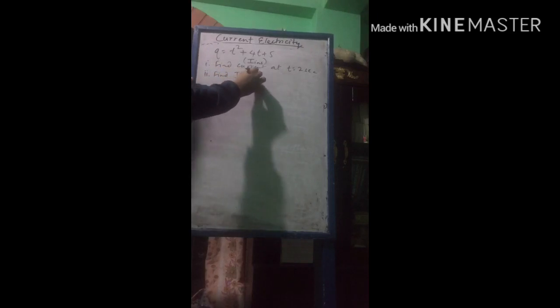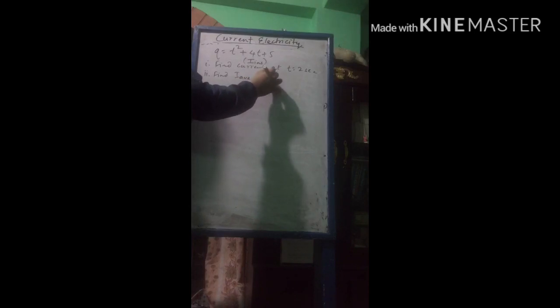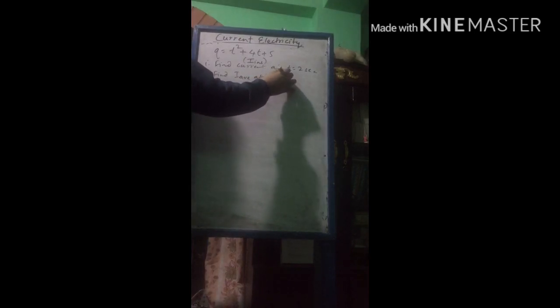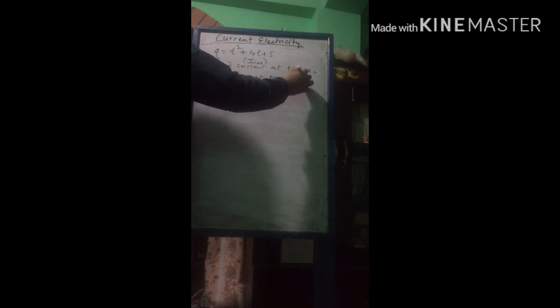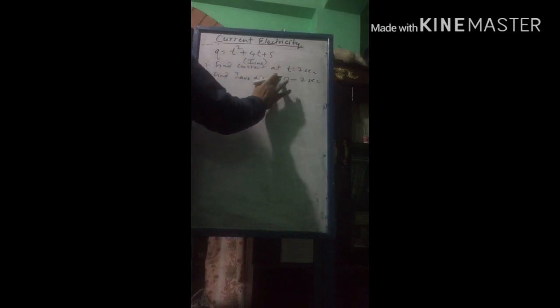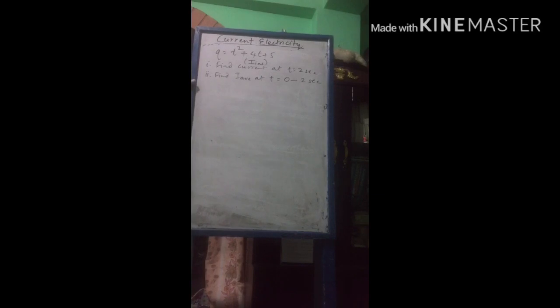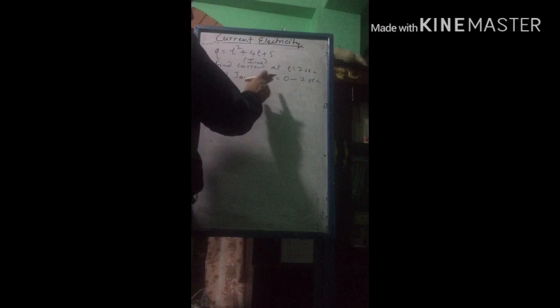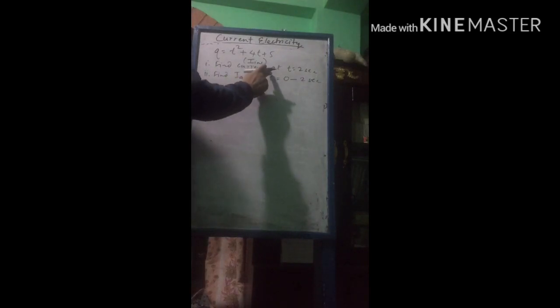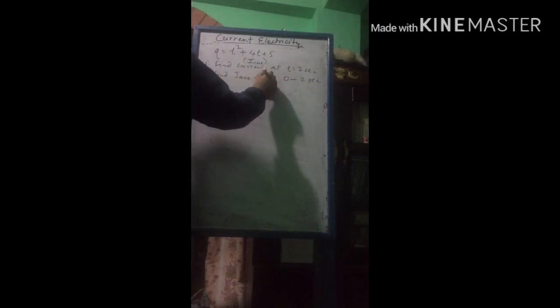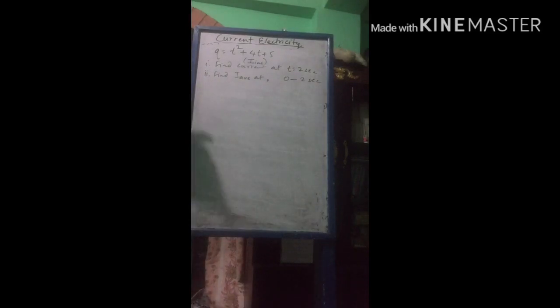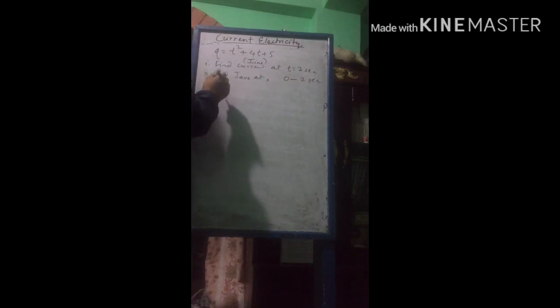find the average current at t equals 0 to 2 seconds. For the time 0 to 2 seconds, or you can say find the average current from 0 to 2 seconds. Now here, charge is a function of time, no? So look at here, let us take this equation and solve.